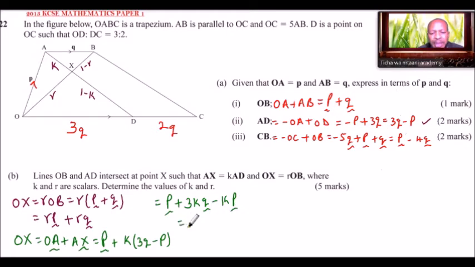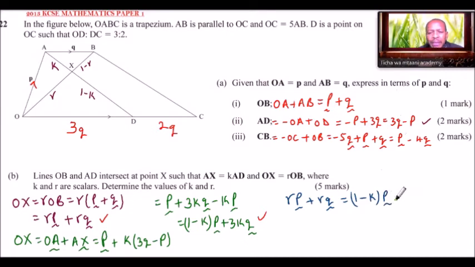So we can put the like terms together, that is P and P, and here we say it is 1 minus K, of P. When you open the bracket, you still get this, then plus 3KQ. So we have managed to express OX in two ways. That is, this is OX and this is OX. So we can actually equate these two and say, since they represent the same vector, RP, which is a vector, plus RQ, a vector, is the same as this vector, which is 1 minus K, close the bracket, that is our P, then plus 3K, vector Q.